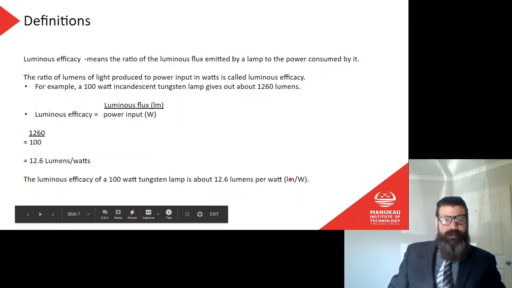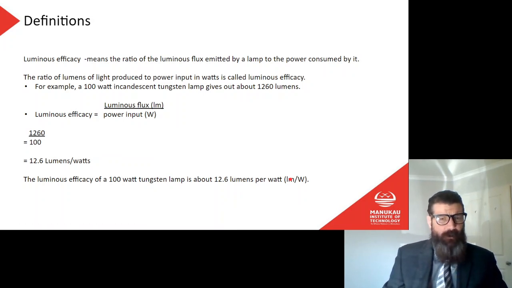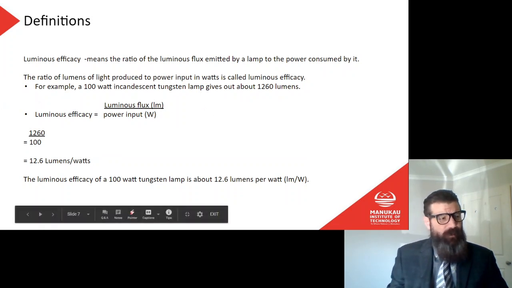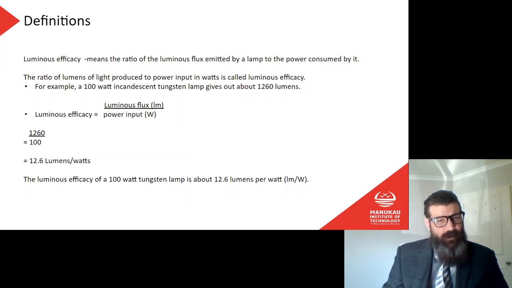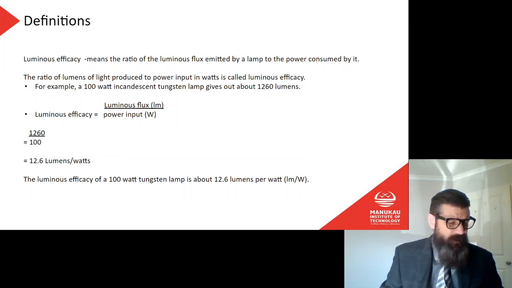Okay, luminous efficacy. This is the ratio of the luminous flux emitted by a lamp to the power consumed by it. The ratio of lumens of light produced to power input in watts is called luminous efficacy. For example, a 100-watt incandescent tungsten lamp gives out about 1260 lumens. So luminous efficacy is the amount of lumens that are being outputted, 1260, divided by the power input, 100 watts. So it's 12.6 lumens per watt. 12.6 lumens per watt, 1260 divided by 100.